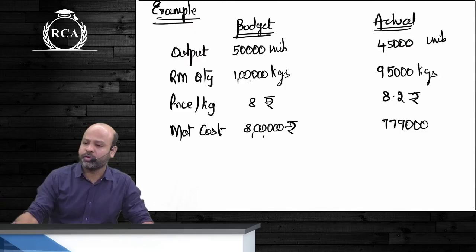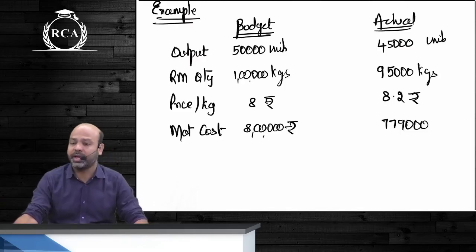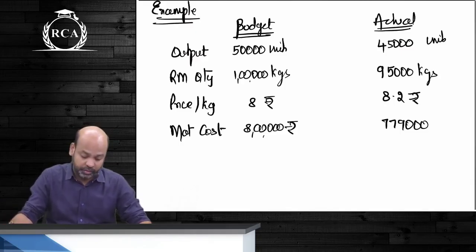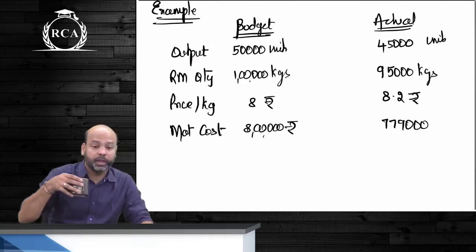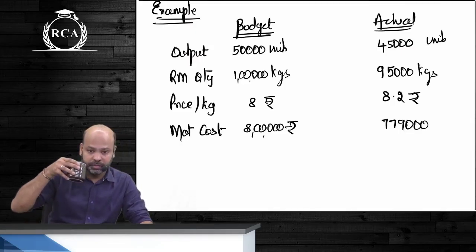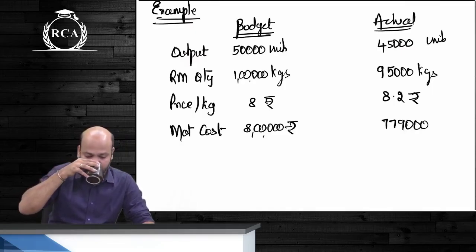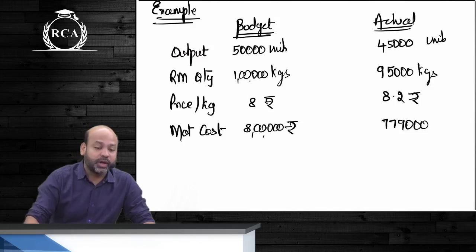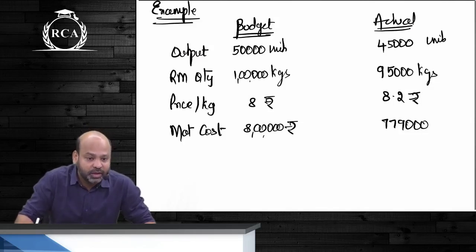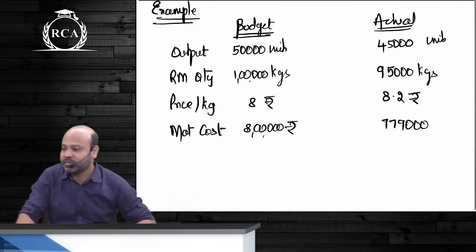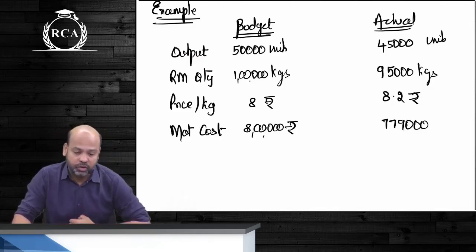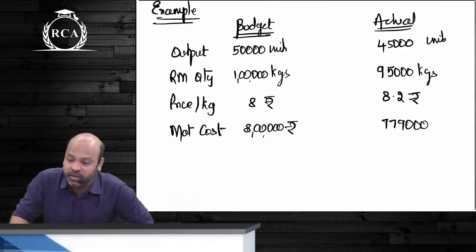As per the budget, you were supposed to spend an amount of 8 lakh rupees. We are actually spending an amount of 7,79,000. Will the overall variance be favorable or adverse? Favorable. Are you spending less or are you spending more? Why adverse? Very good. You should never ever compare budgeted cost with actual cost if the output levels are not the same.